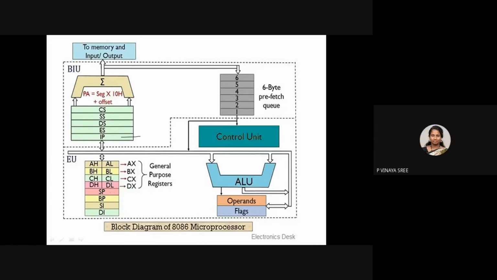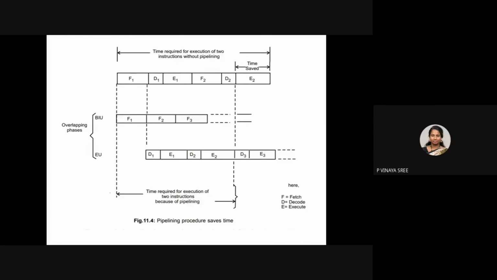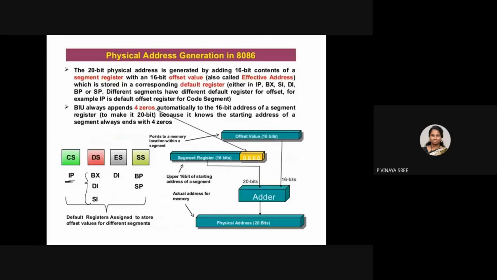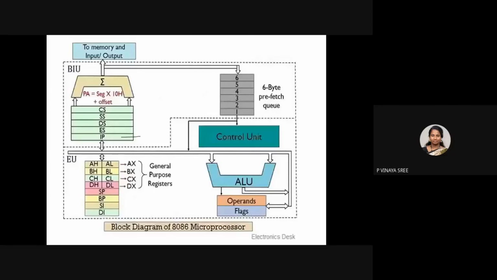Now, for the stack, what will we be using? For the stack, we'll be using BP and SP, which is a base pointer and a stack pointer. For a stack segment, the two offset registers used are a base pointer and the stack pointer. Try to concentrate. If a processor is executing the stack segment, then the corresponding offset will be either a stack pointer or a base pointer.